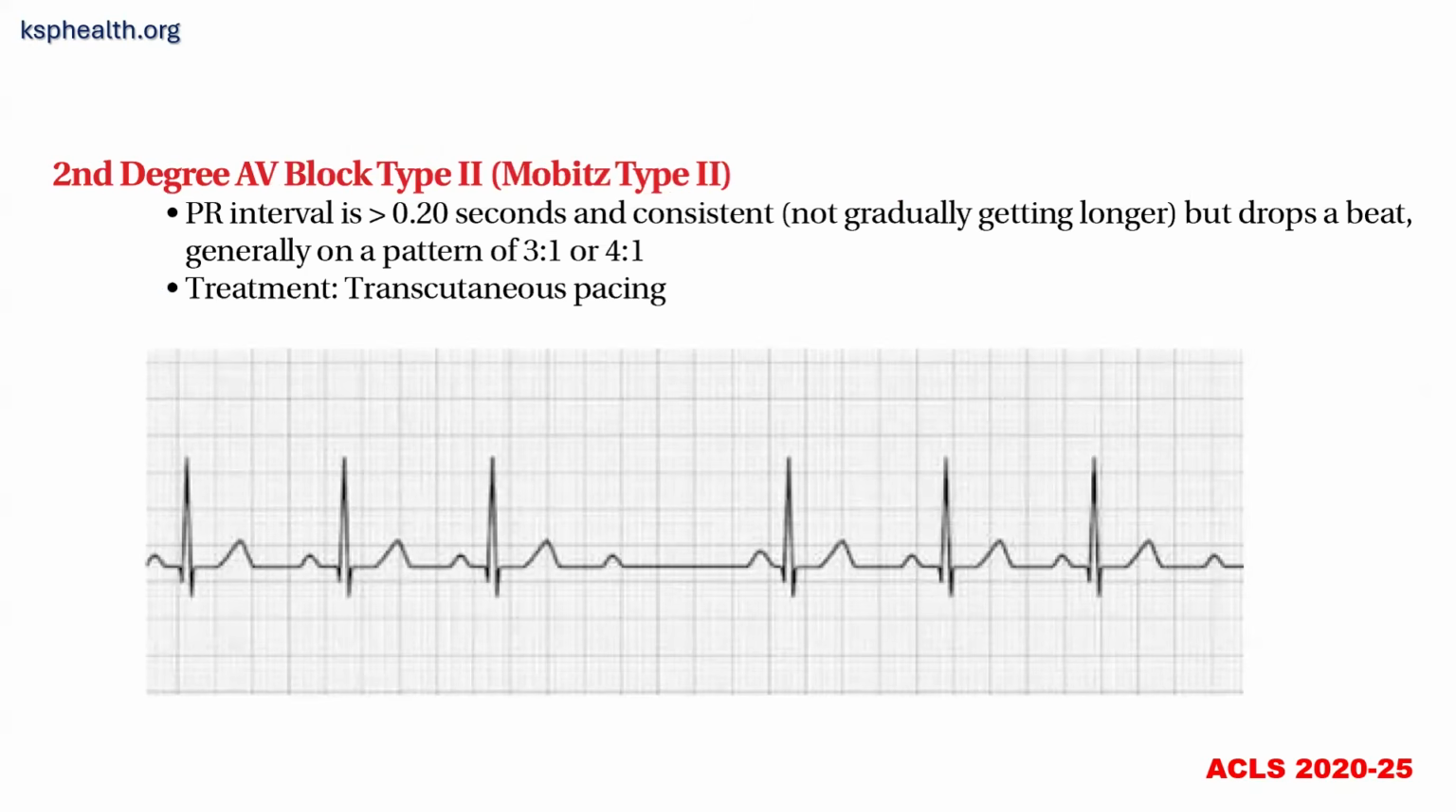Second degree AV block type 2, the PR interval is prolonged, more than 0.20 seconds or 200 milliseconds, but it's consistent, not gradually getting longer as you had seen in Mobitz type 1, but drops a beat, generally on a pattern of 3-to-1 or 4-to-1, so it drops a beat. Treatment is transcutaneous pacing.